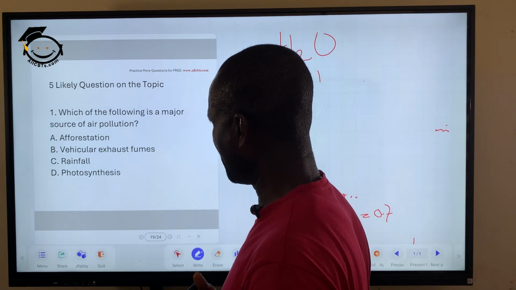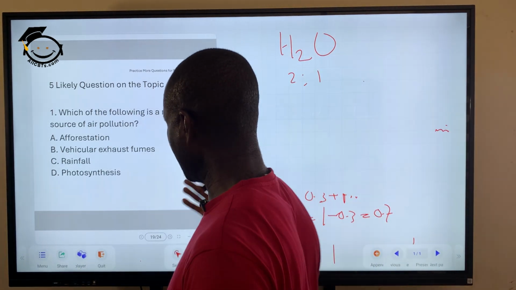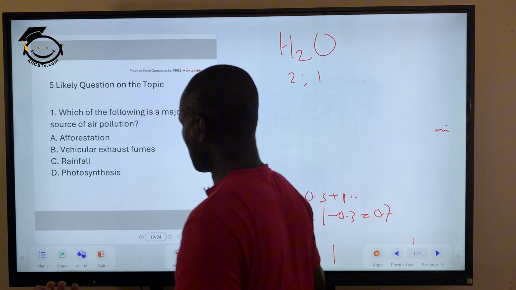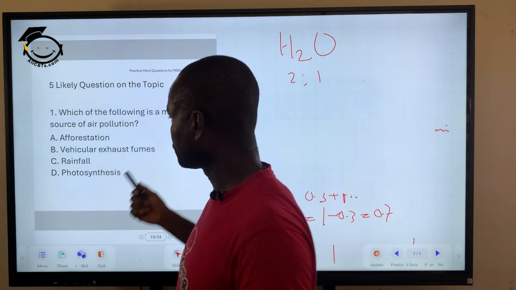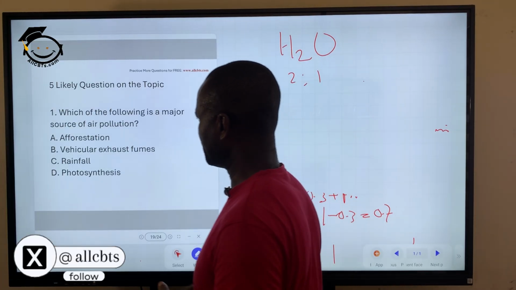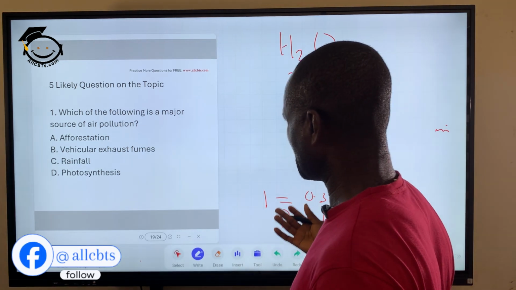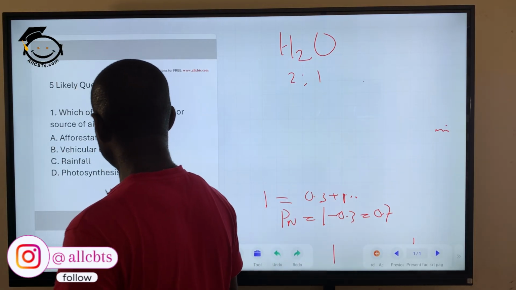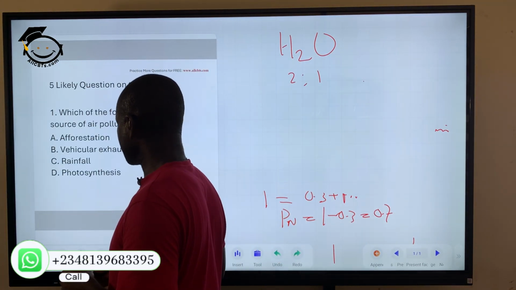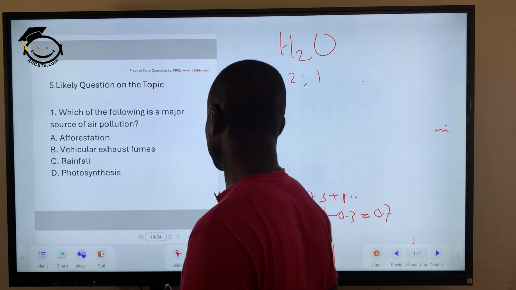Number two, or B, we say vehicular exhaust fumes. Of course, we have so many vehicles on our road, engines too, in our environment that are being powered by energy from what? The fossil fuel. So all this throws out some carbon dioxide, carbon monoxide, and some sulfur containing compounds into the environment, which makes the air uninhabitable for living organisms. So this is the correct answer. Vehicular exhaust fumes are a source of air pollution. Rainfall, which is known. Photosynthesis, which is known.